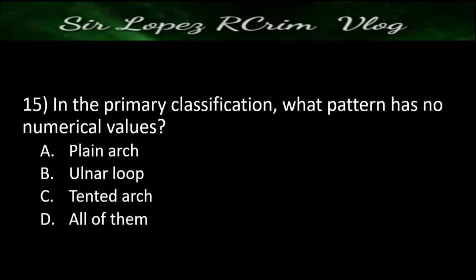15. In the primary classification, what pattern has no numerical values? Letter A, plain arc. Letter B, ulnar loop. Letter C, tented arc. Or letter D, all of them.